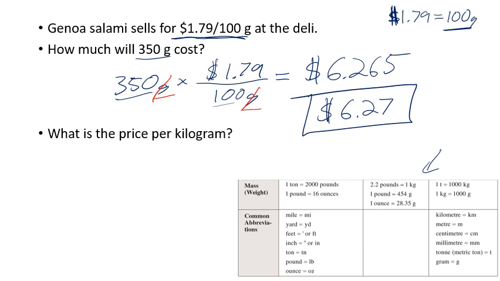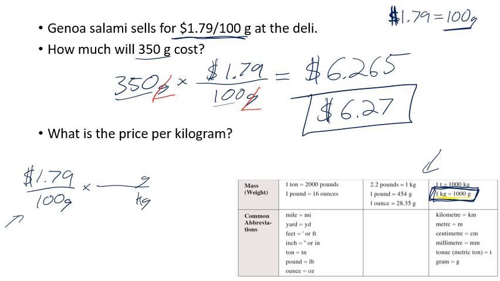Now, what is the price per kilogram? Okay, so now I'm gonna be taking this thing right here. 1.79 over 100 grams. Now, what I wanna do is look up how many grams are in a kilogram, and we can see right here, what I'm boxing in, that there are 1,000 grams in a kilogram. So back to this question, I want this grams to go away. Grams is currently on the bottom. So I'm going to put grams on the top, and I'm going to put kilograms down here. The reason why I do that is so that grams is on the opposite, so they cancel each other out.